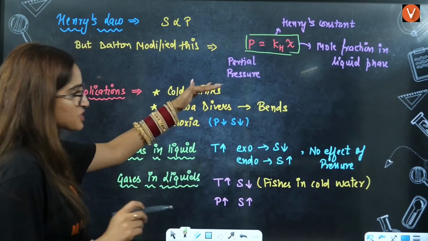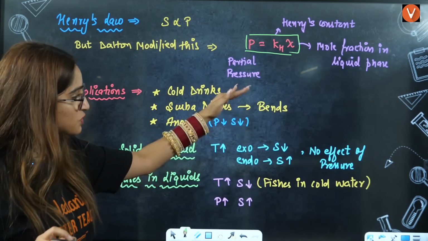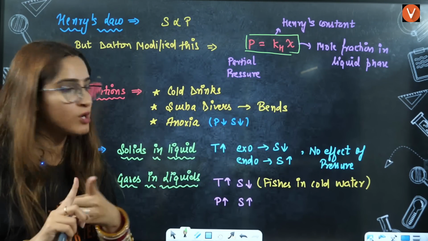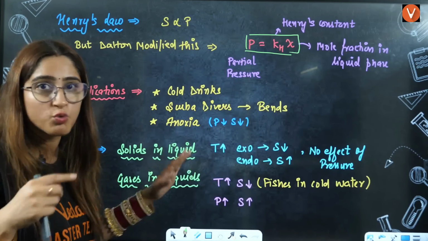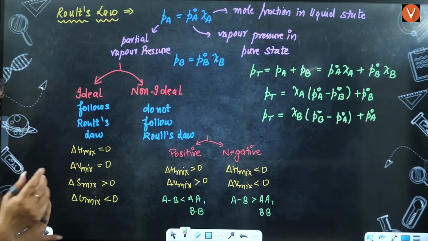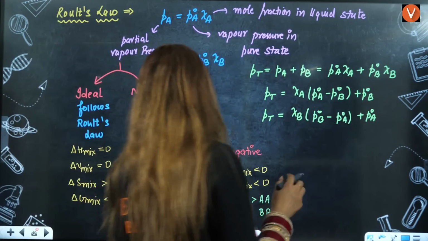These are the applications. You can go and check that out because these are not included in the formula. So I am just giving you the notes. You can do that yourself as well, right? Next is Raoult's law.